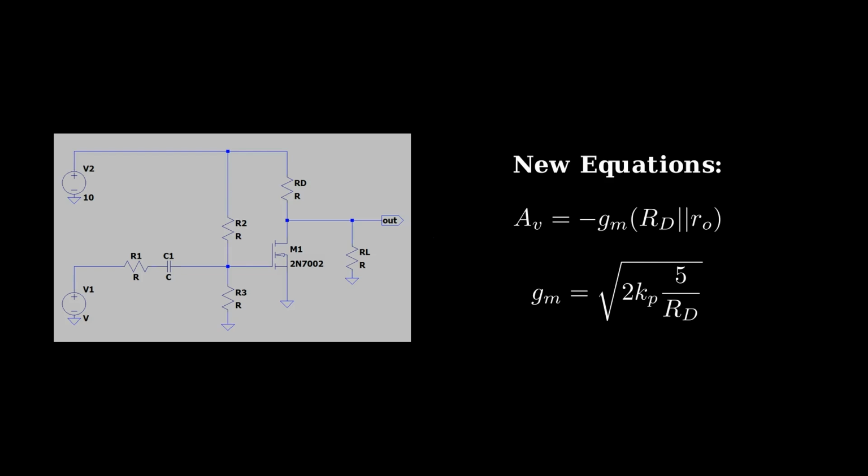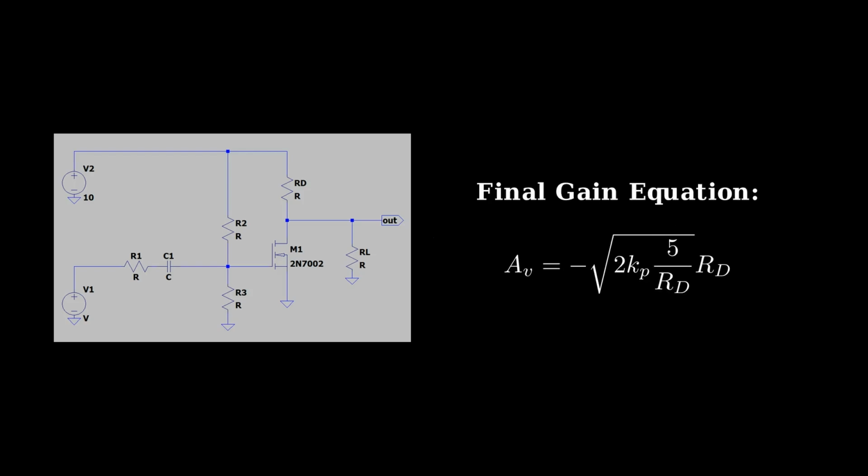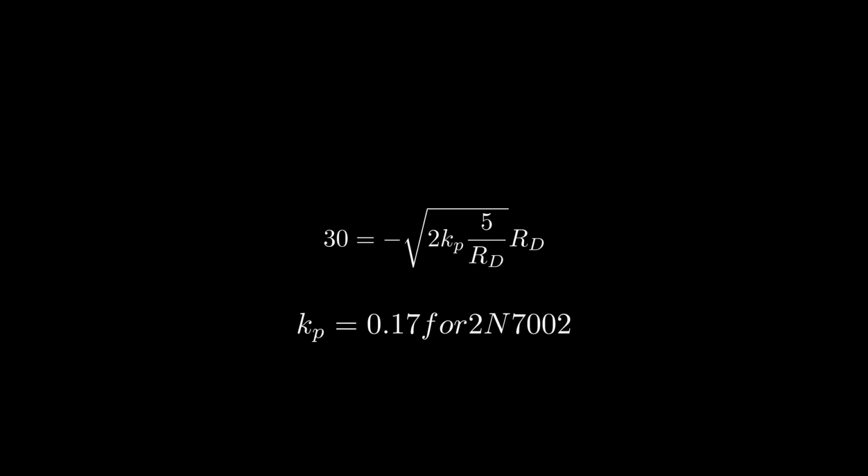Let's keep in mind that in this problem, we make a simplifying assumption that our output impedance, which is in parallel with RD, is nearly infinite. Thus, we only care about our RD value. After obtaining our final gain equation, we can plug in a gain that we want, let's say 30, and we can solve for our RD.